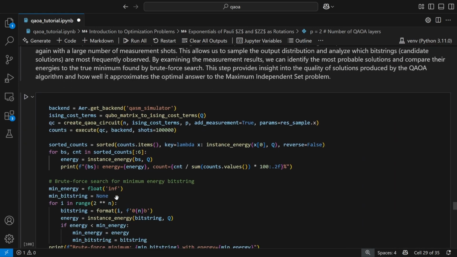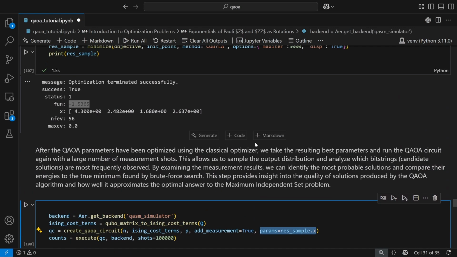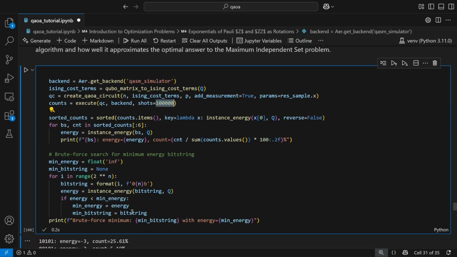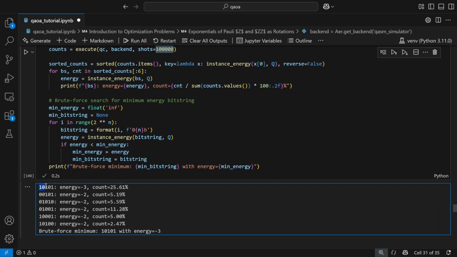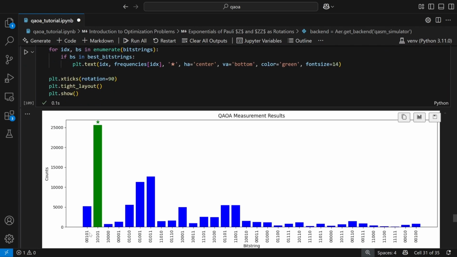Okay, so now what we're going to do is take the best set of parameters found from our optimization, create the circuit and execute it again, this time with many more samples. And then I'm going to look at some of the best solutions we found, and we see that we actually observed the best solution 25% of the time, which means that our optimization has been relatively successful. And then here I have visualized the solution. We see that we find the expected result 25% of the time, more than any other sample.